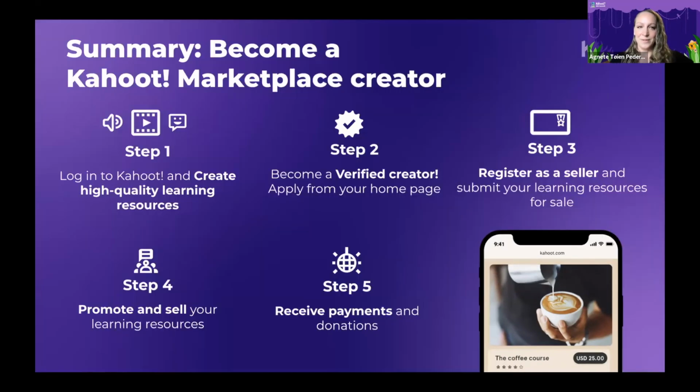So, to summarize, to become a seller on Kahoot's marketplace, you follow these steps. First, you log into Kahoot and you create your high-quality learning resources. Then you become a verified creator and you apply from your homepage to become verified. You register as a seller and submit your learning resources for sale. And then you promote your learning resources to your own potential users and buyers. And then you receive the payments and the donations.